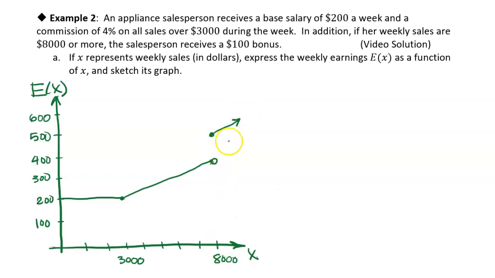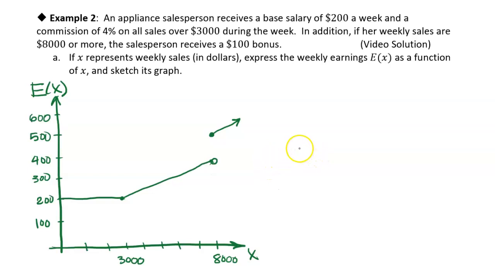And then it's still going to rise, and the slope of that line is still going to be the same, right? Because the slope is determined by the 4% commission. All right, so that's a graph of what it looks like, just based on the words that we're told.